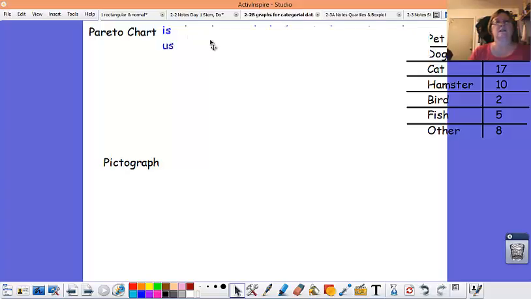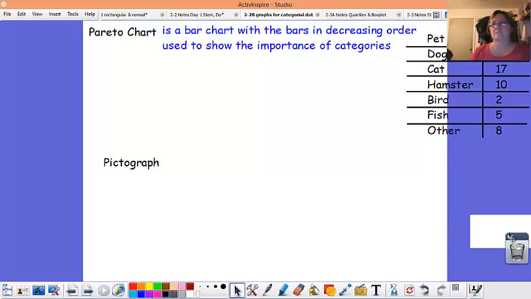A Pareto chart is a close relative to the bar chart. In fact, it's a bar chart with its bars in decreasing order. You use that to show which categories are the most influential. So if you think about that with the data that we had, the only difference would be cats would be showing up first, dogs second, and the other category would end up here.